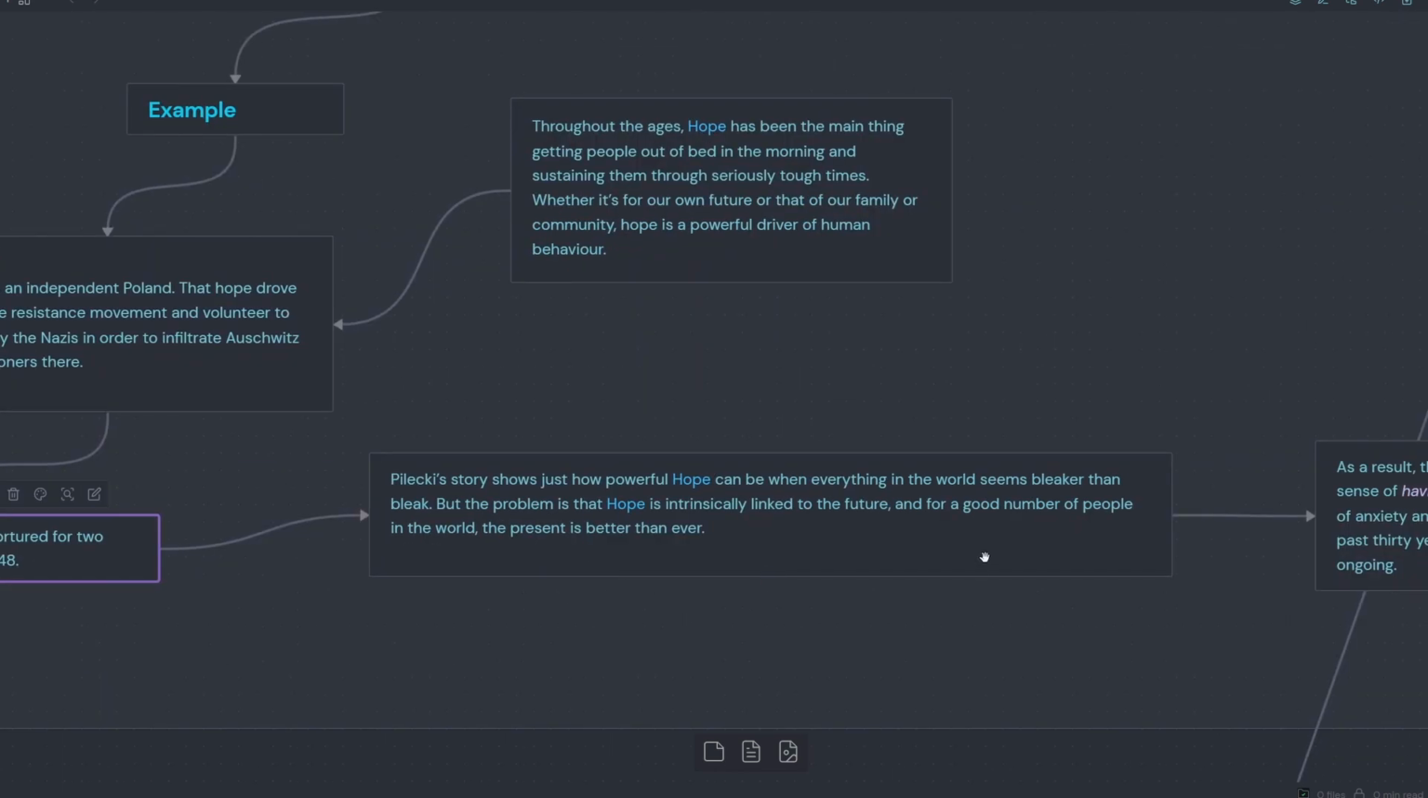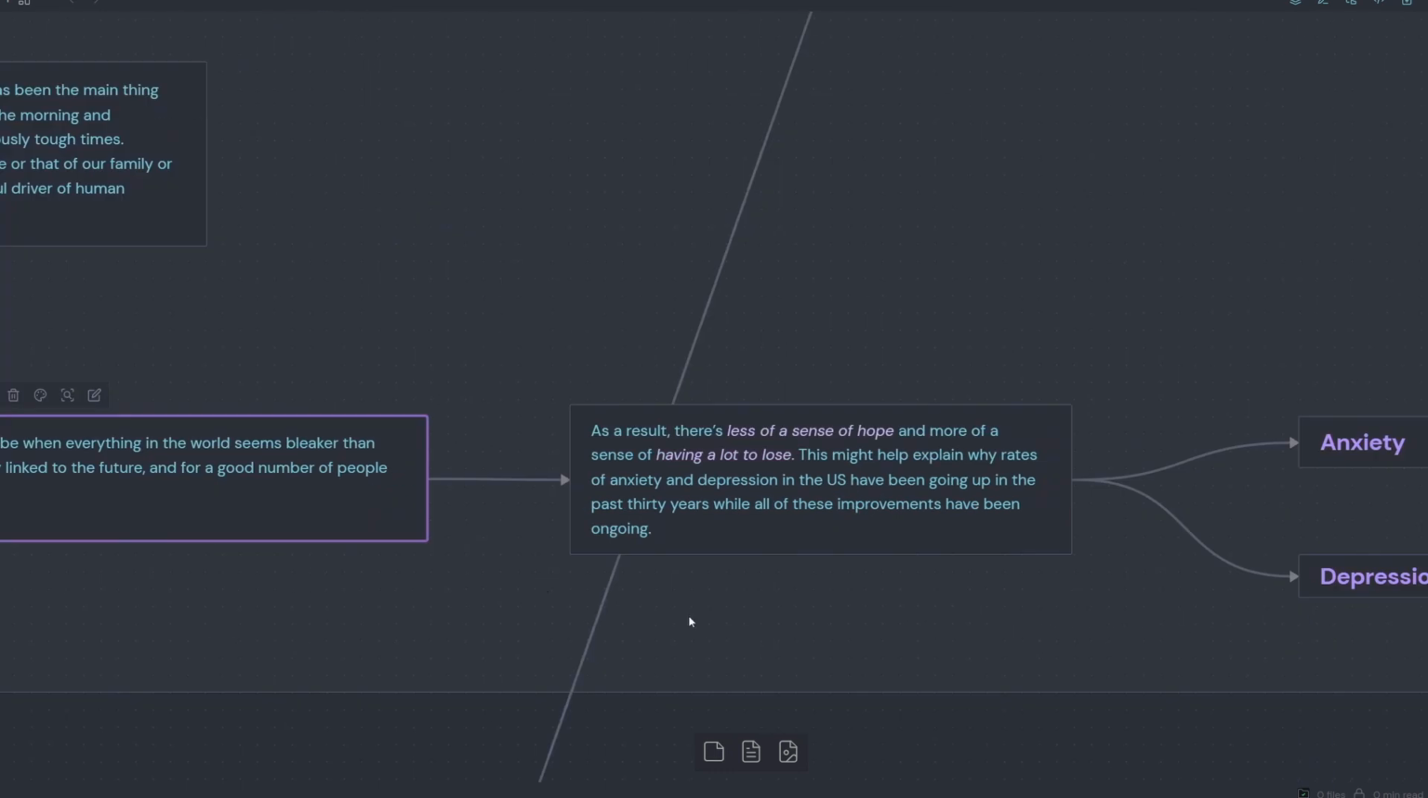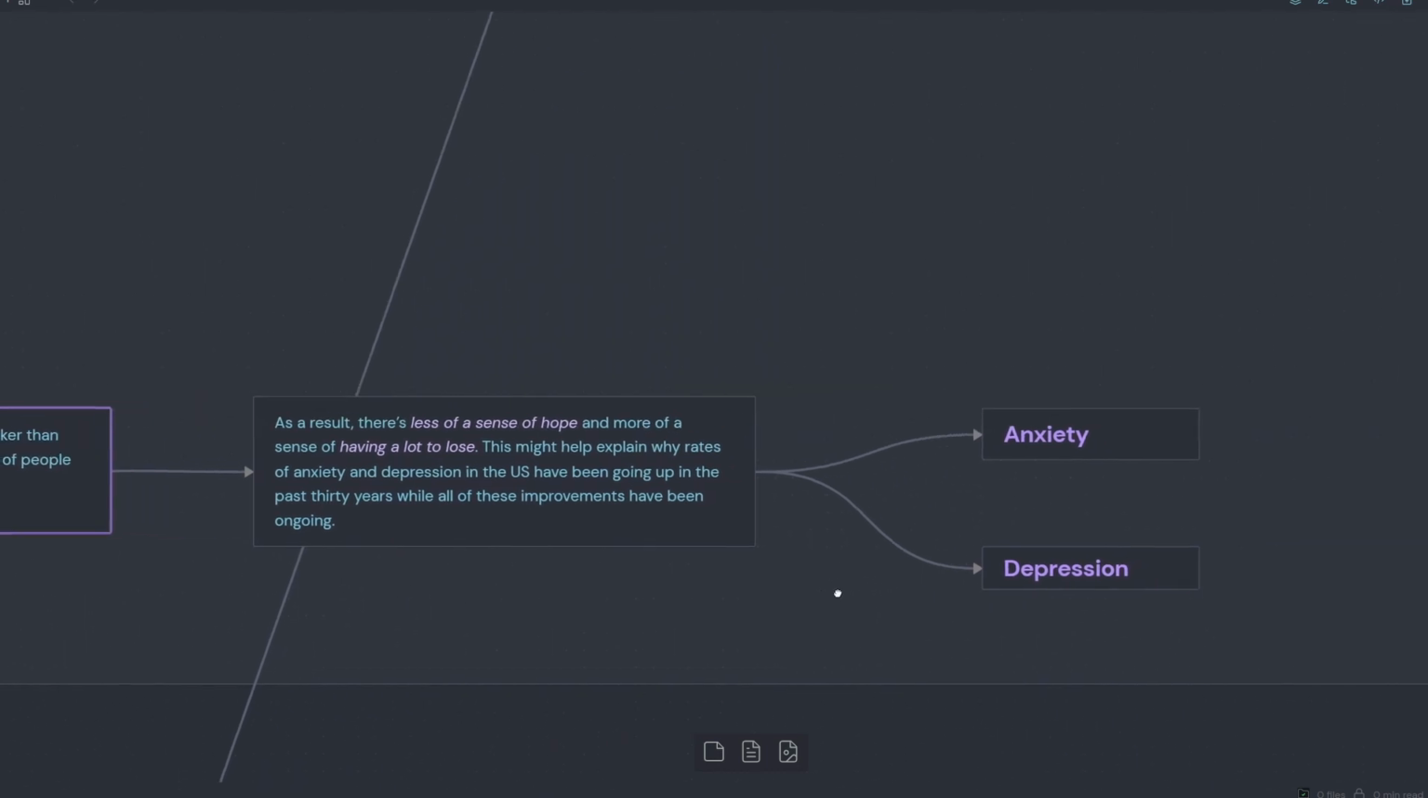So Pilecki's story shows us in the book just how powerful hope can be when everything in the world seems bleaker than bleak. But the problem is that hope is intrinsically linked to the future, and for a good number of people in the world, the present is better than ever. As a result, there's less sense of hope and more of a sense of having a lot to lose. And this might help explain why rates of anxiety and depression in the US have been going up in the past 30 years, while all of these improvements have been ongoing.